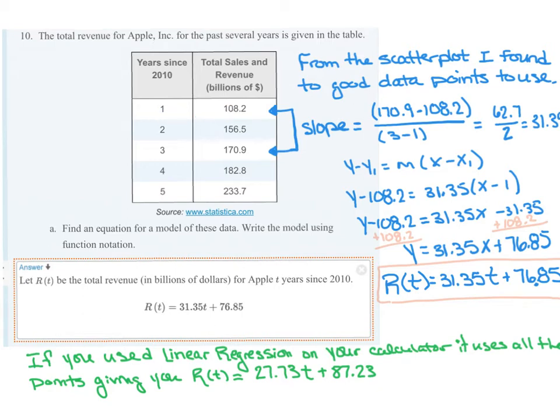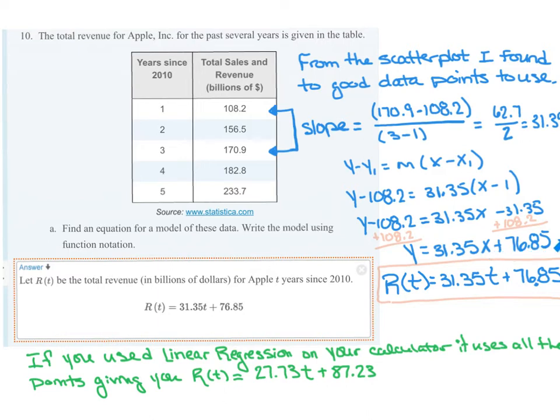So I chose to use the first point, and I plugged in the 108.2 for y1, and I plugged in this 1 value for x1. So now that I have my point in there and I have my slope in there that I found, I'm going to distribute the 31.35 through, so I get 31.35 times x and 31.35 times -1. Now if I want to get it in slope-intercept form, I'll need to add the 108.2 to both sides, and I'll result with y equals 31.35x plus 76.85.